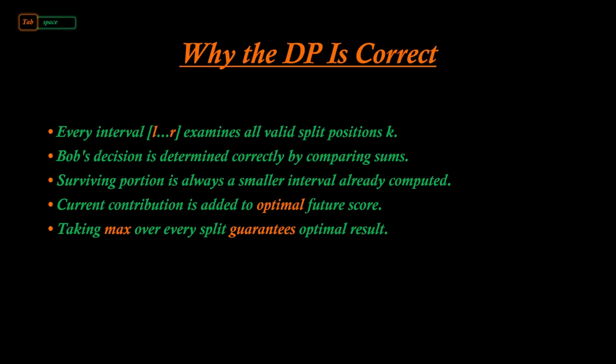Because the smaller intervals have already been solved, their optimal results are available in the DP table. Therefore, every possible decision sequence is represented through the recurrence. Taking the maximum over all possible first decisions gives the optimal answer for the current interval. By the same reasoning, DP[0][n-1] gives the optimal answer for the entire game.